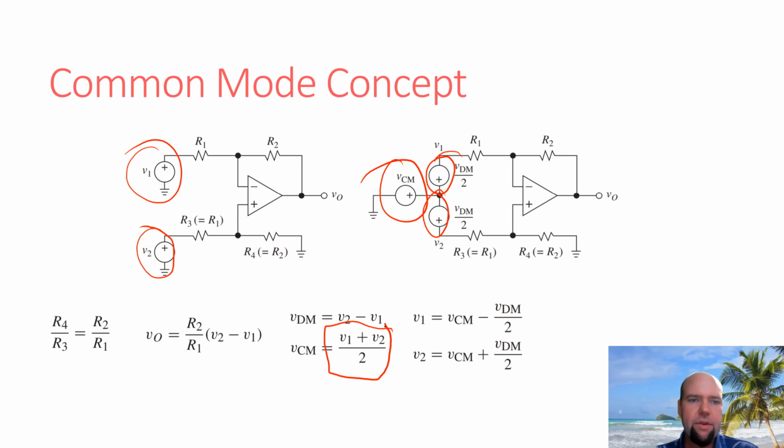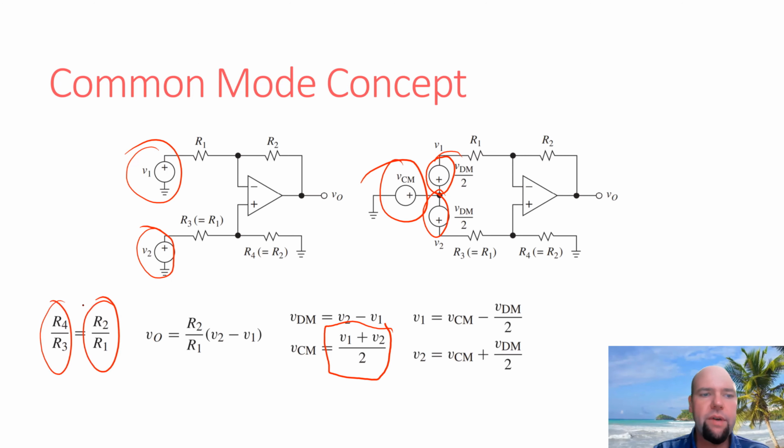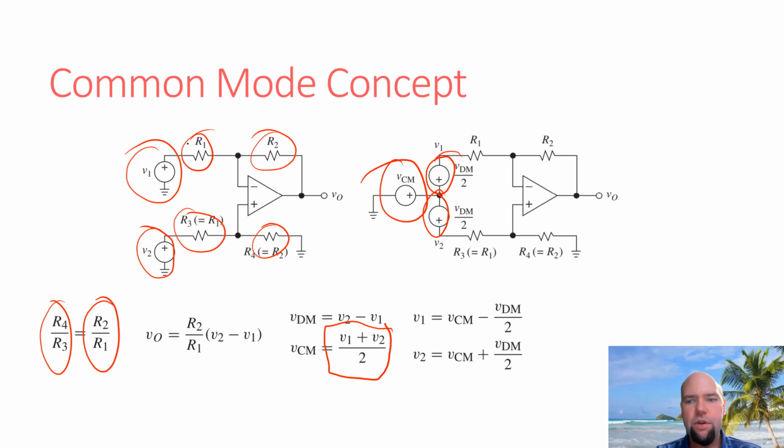I'm not going to belabor these equations. Keep in mind, everything we talk about in this lecture is assuming a balanced difference amplifier. So it's assuming that we have this ratio: the ratio of these resistors is the same as the ratio of these resistors, which is used to produce the gain.